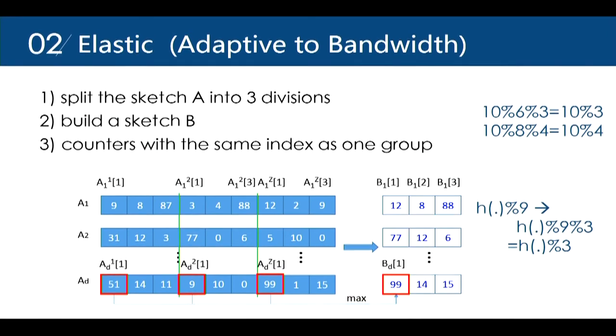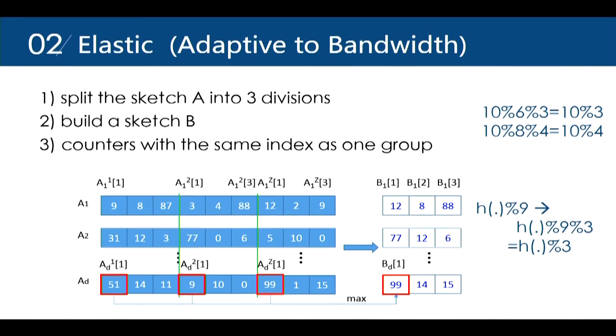Therefore, it means that we do not need any additional data structure for the compression. We do not need decompression. And after compression, the sketch still has one-sided error, only overestimate error.